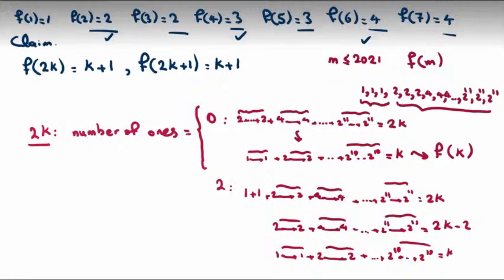And because we've divided by 2, it will be k minus 1. So this part will be f of k minus 1. So we've concluded that f of 2k equals f of k plus f of k minus 1.